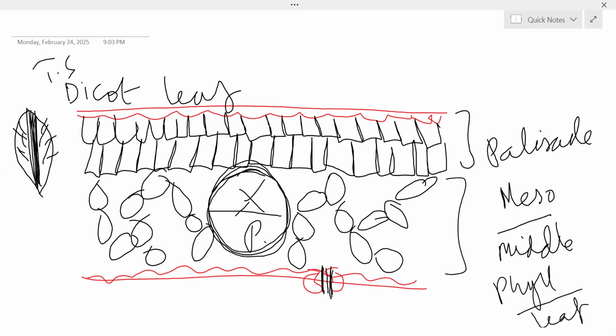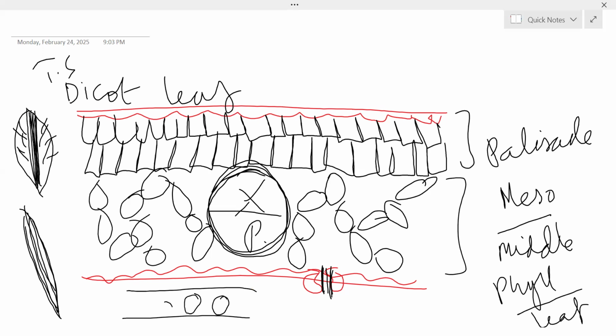But in the monocot leaves, the venation is parallel like this. The veins are running parallel. In that type of leaf, if we observe the TS, I am not drawing all the cells. In this type of leaf, we can see many ring-like structures which represent the vascular bundles and the arrangement of these veins.